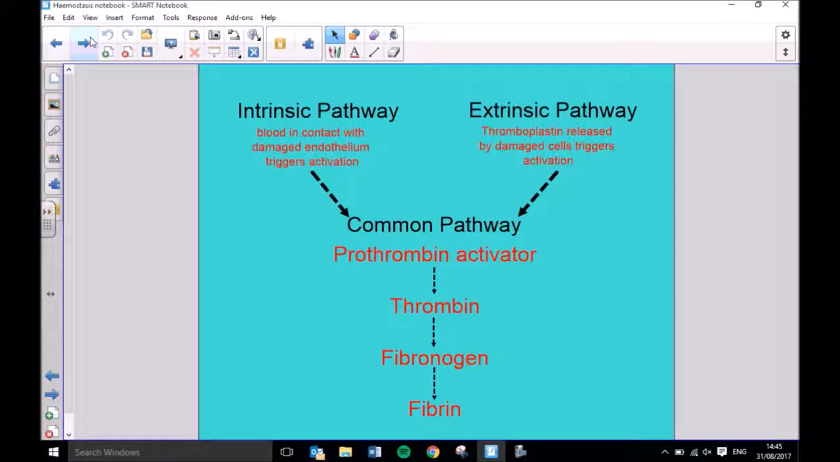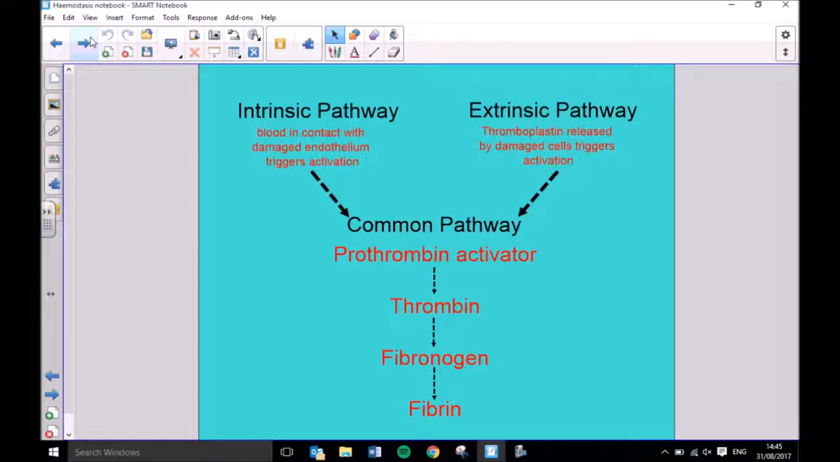The other end of this is the extrinsic pathway, and this is when you've got a clear breach in the wall. The platelet plug is forming, but you're getting a lot more blood loss. So this is a quicker pathway. There are less dominoes involved here.